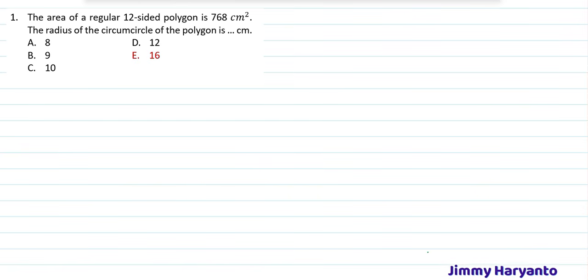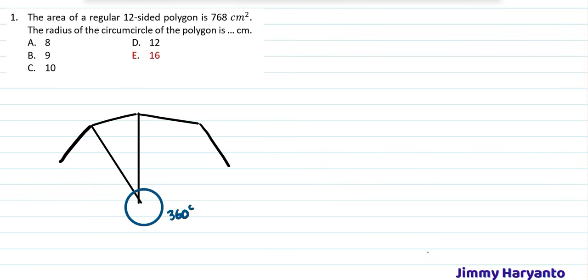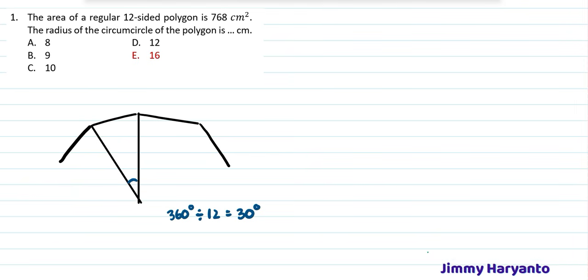Okay, so what is a polygon? A polygon is a shape like this, and the question says it has 12 sides, but we don't have to draw all of them, we only need a few of them. So actually we only need one. And then as you can see, the center angle will be 360 degrees divided by 12, so we'll have 30 degrees. That means this angle is 30 degrees.